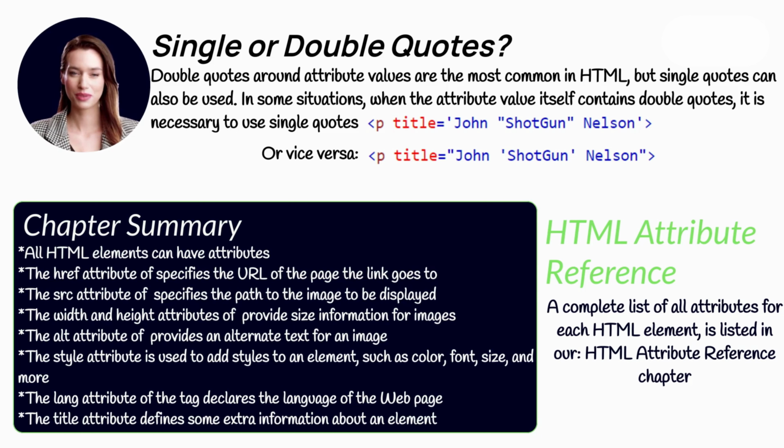The style attribute is used to add styles to an element, such as color, font, size, and more. The lang attribute of the <html> tag declares the language of the web page. The title attribute defines some extra information about an element. A complete list of all attributes for each HTML element is listed in our HTML attribute reference chapter.